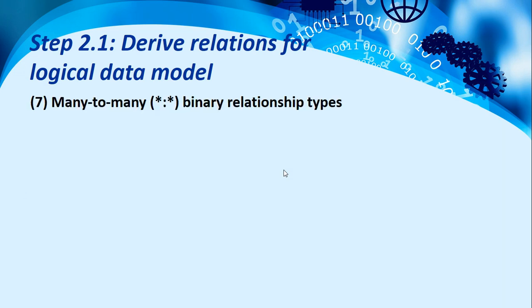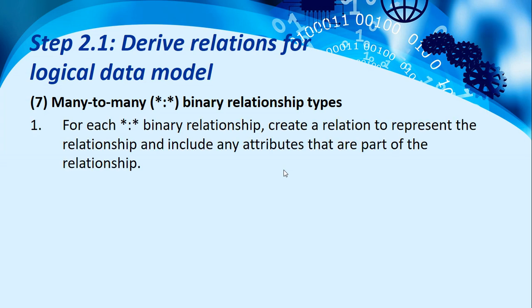Okay, so next we have many to many binary relationship types. This time tapos tayo sa one to many, then we're also done with the one to one. Now we're at the many to many binary relationship types. So for each, ganito yung mangyayari. First, for each binary relationship, create a relation to represent the relationship and include any attributes that are part of the relationship.